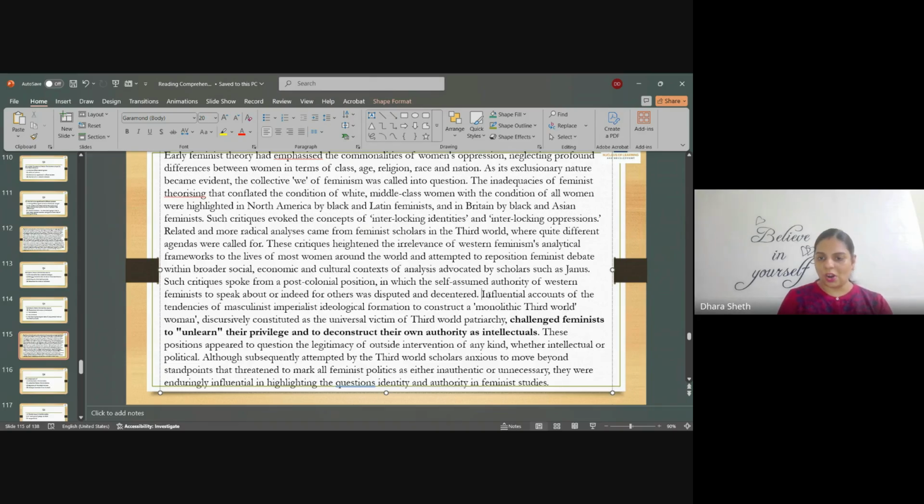This is one long sentence, and it says that masculinist imperialistic ideologies constructed a monolithic. Monolithic is from a single point of view, a third world woman, which was said to be universally a victim of third world patriarchy. And now it challenged the feminists to unlearn their privilege and deconstruct their own authority as intellectuals. Okay.